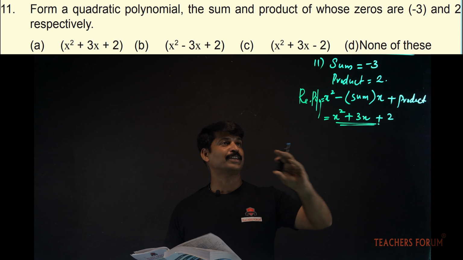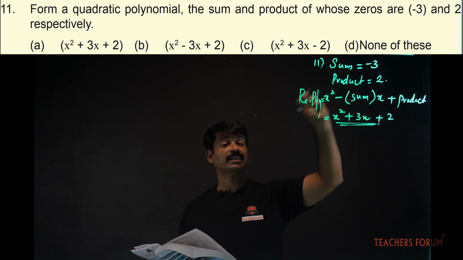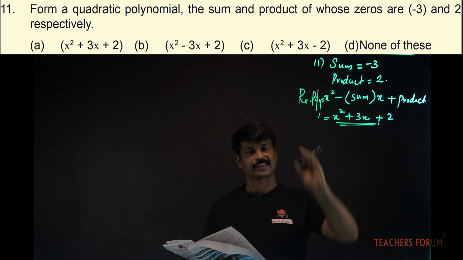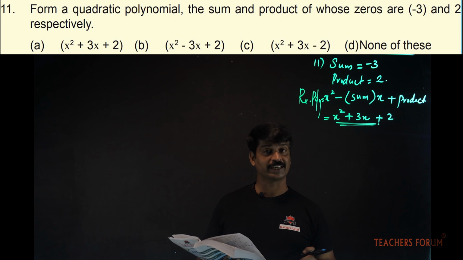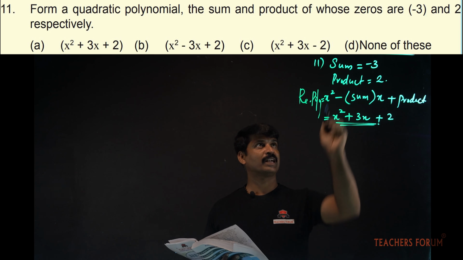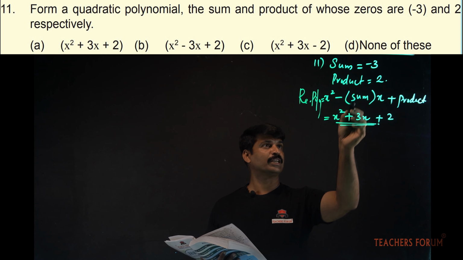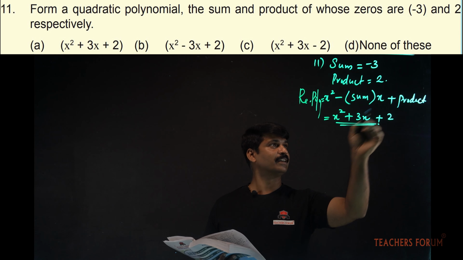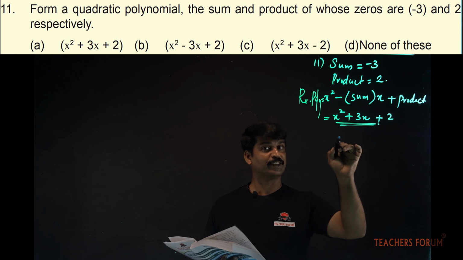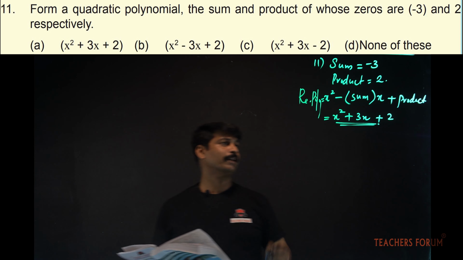So what is the formula to find the required polynomial if you are given sum and product? x square minus sum of zeros into x plus product. If you are given alpha and beta also, what you have to do? Here you have to find alpha plus beta. Here you have to find alpha into beta. Then you have to substitute. Okay, now let us solve the second one.